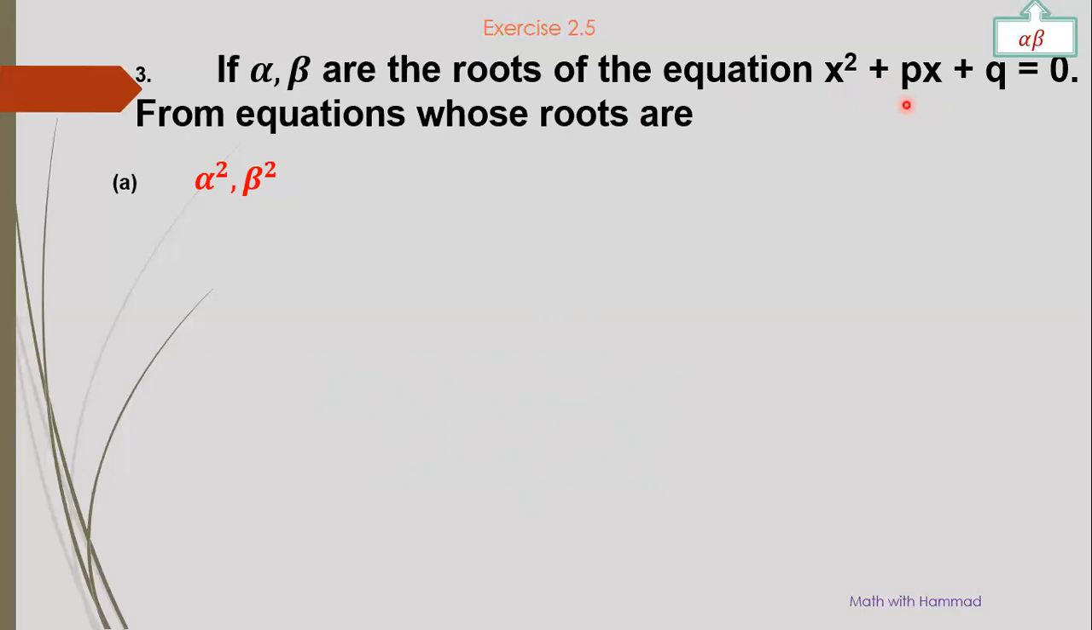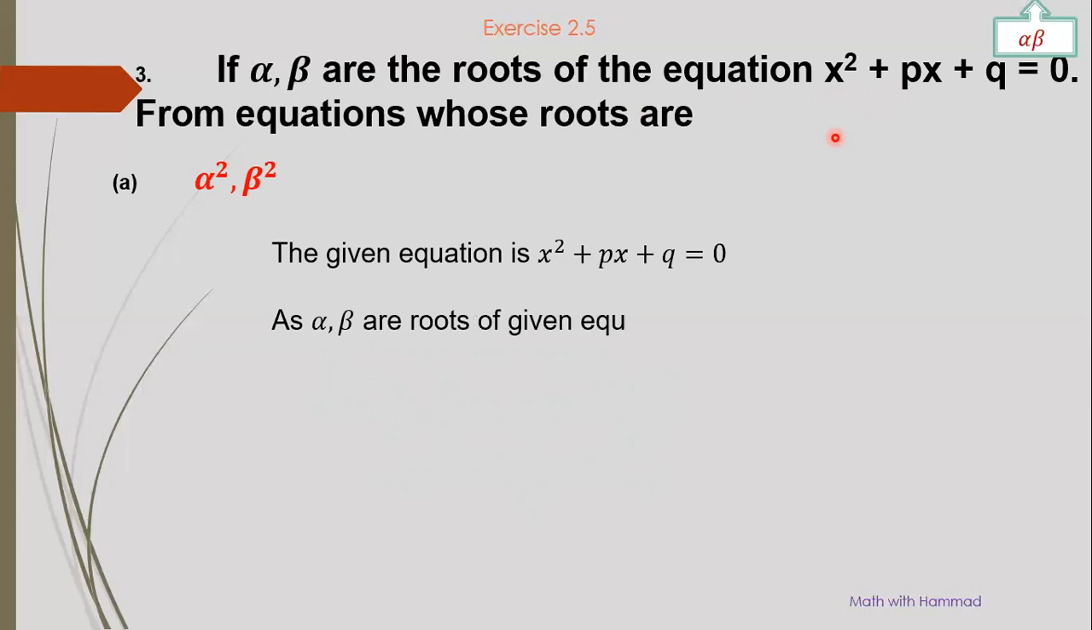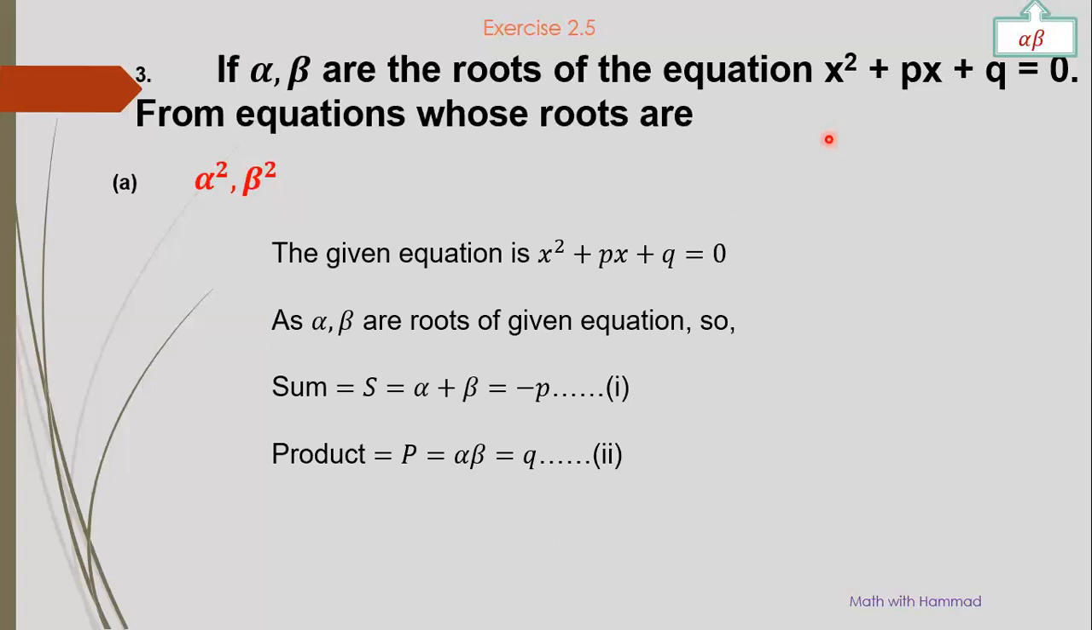Here A is 1, B is p, and C is q. The given equation is x square plus px plus q is equal to 0. Alpha and beta are the roots, as given. So the sum of the roots alpha plus beta is minus b over a, which means minus p over 1, that is minus p, and the product of roots alpha beta is c over a, which means q over 1, that is q. So s is minus p and p is q.